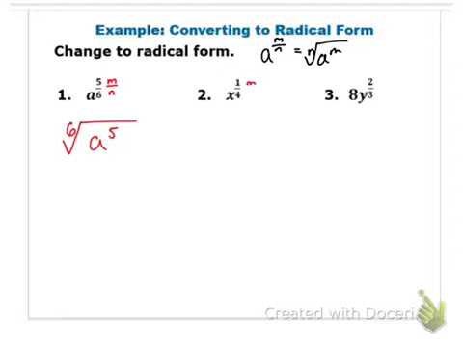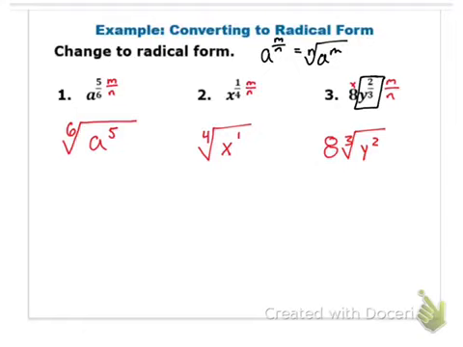Question 2, same idea. m is 1, n is 4. So we've got the 4th root of x to the 1st power. Question 3 is a little different. Remember, the exponent only applies to the thing it's touching, so we want to worry about the y to the 2/3 power first. So we've got m on top, n on bottom. If we just write this as a radical, we'll have the cube root of y to the 2nd. The question is, what happens to this 8? It's not impacted by this particular exponent, so in reality, all we're going to do is throw it on the outside.